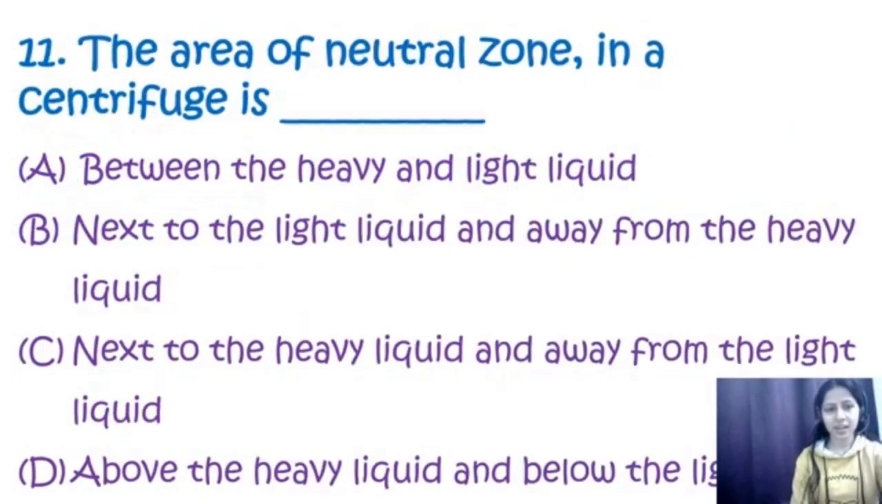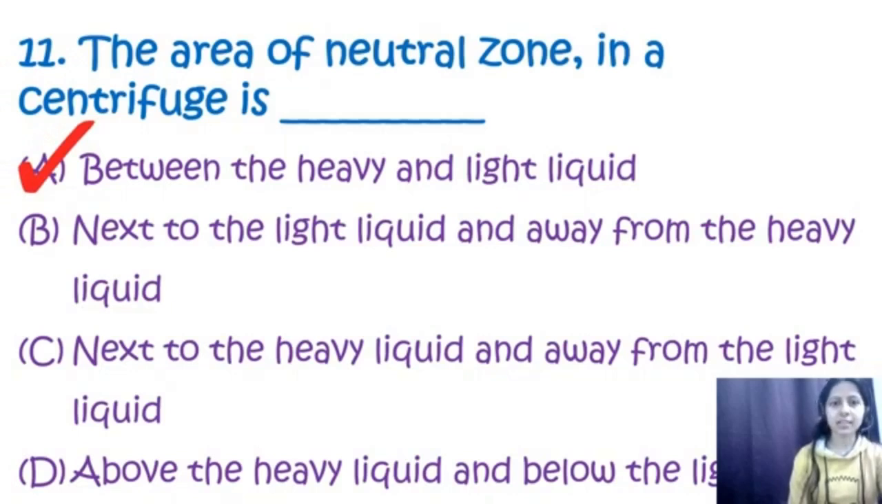Number 11. The area of neutral zone in a centrifuge is A, between heavy and light liquid, B, next to the light liquid and away from the heavy liquid, C, next to the heavy liquid and away from the light liquid, and D, above the heavy liquid and below the light liquid. So the correct option is option A, that is between the heavy and the light liquid.